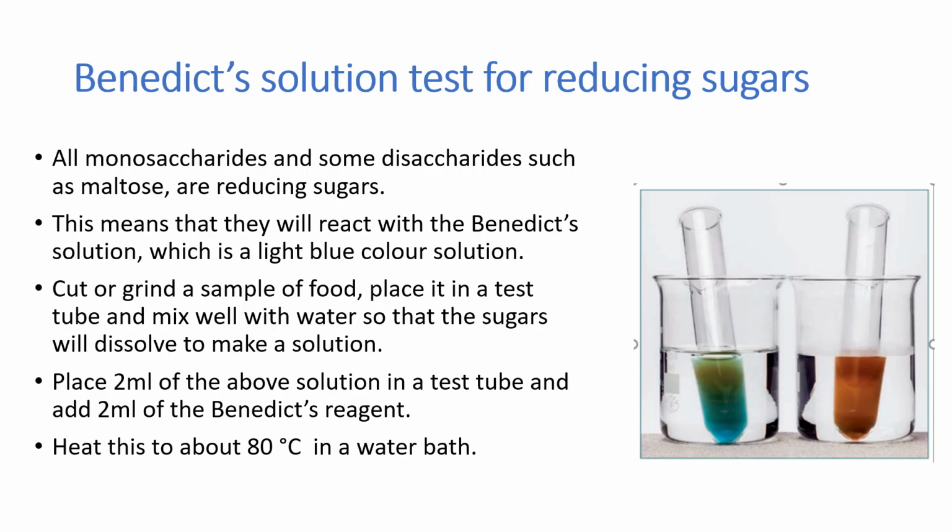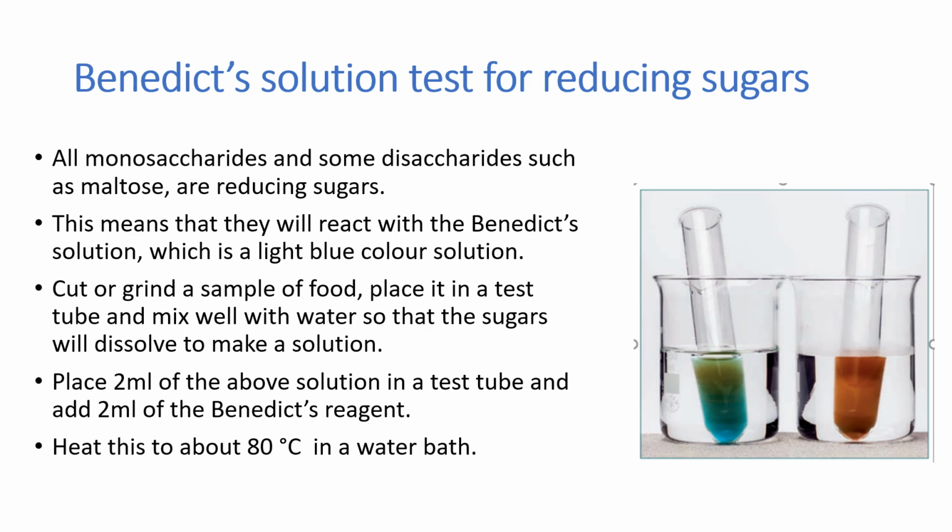If the food sample is in solid form, first we have to cut or grind the sample of food and place it in a test tube and add some water and mix very well so that the sugars will dissolve in water. So from that solution we can take 2 milliliters and transfer it to another test tube and then add another 2 milliliters of the Benedict's reagent.